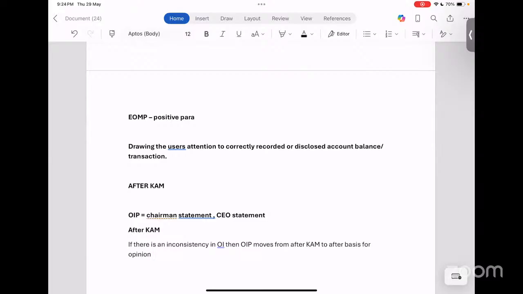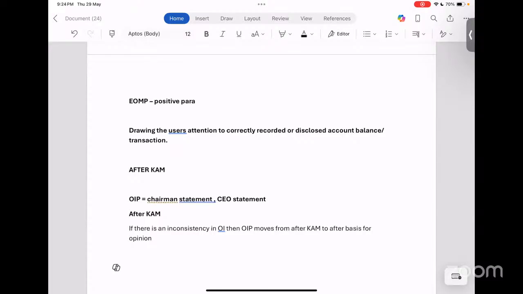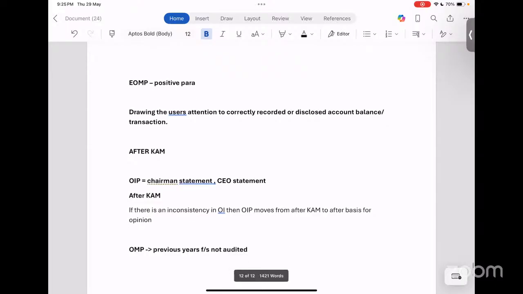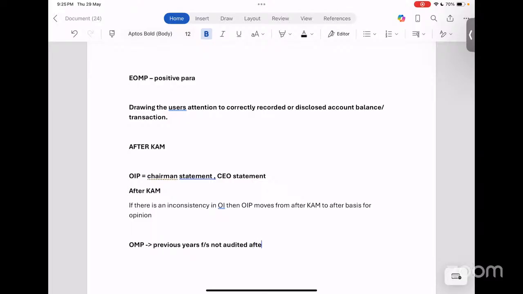Right? Then you have the other matter paragraph. What is the other matter paragraph? For example, matters like the previous year's financial statements were not audited. Such matters are actually disclosed in the audit report. Previous year's financial statements not audited, or opening balances. So stuff like that, other matters regarding financial statements, which are not really related to accounting treatment, but are basically just something important that you want to discuss with the readers of the auditor's report. So the other matter paragraph also comes after CAM.